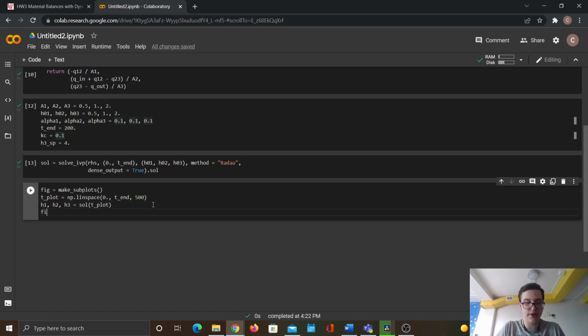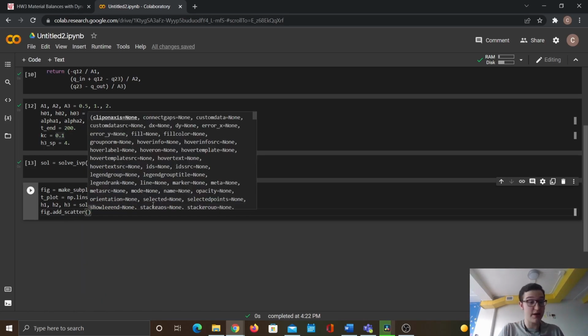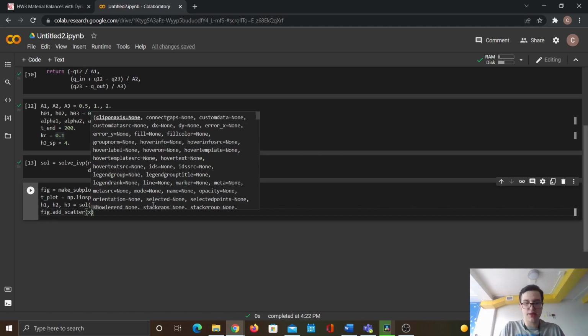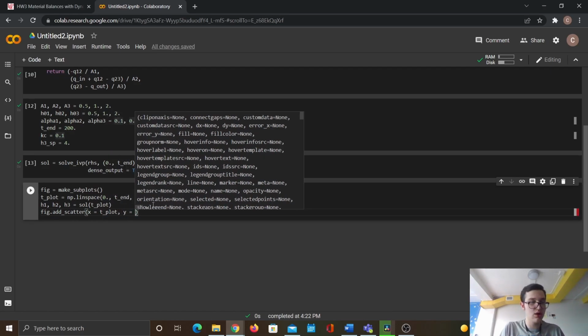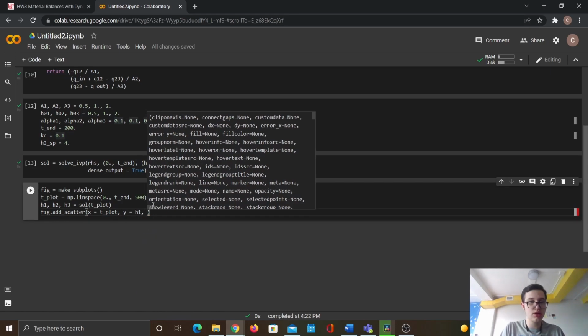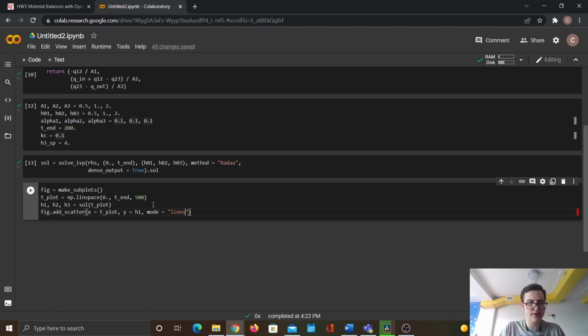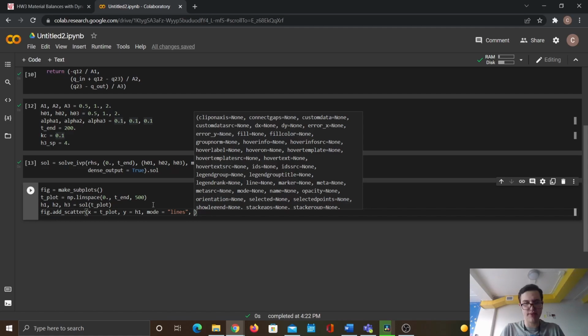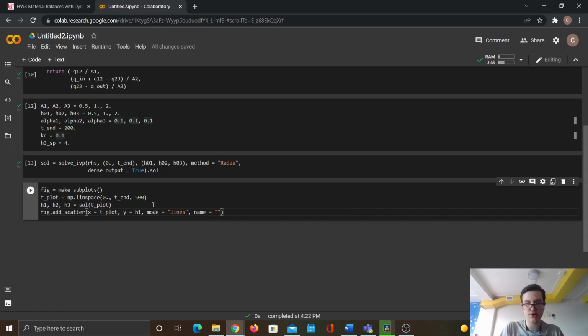So now we're going to fig.add_scatter. We want to add a scatter for the first height, so h1. x is going to equal tplot, y is going to equal h1. We want the mode to be lines, I think. That's syntax that may need to be changed. I think it's lines. And then name. Name is equal to, we're just going to call it h1.